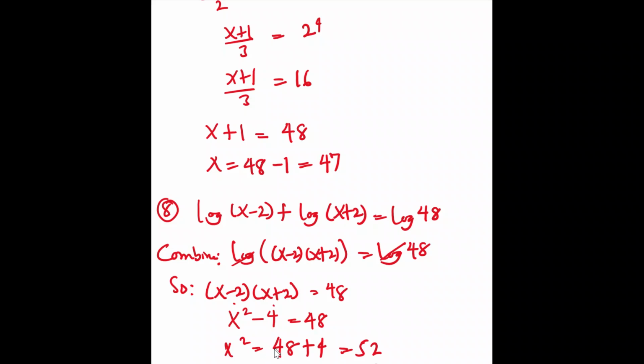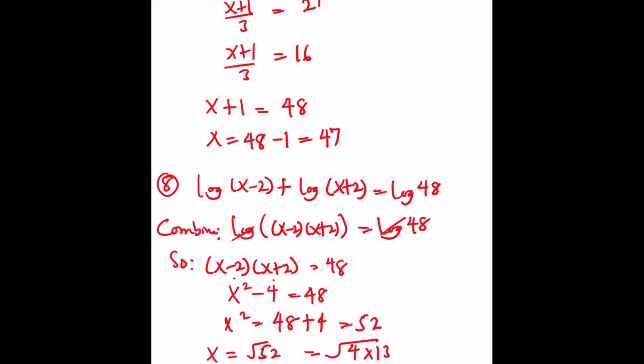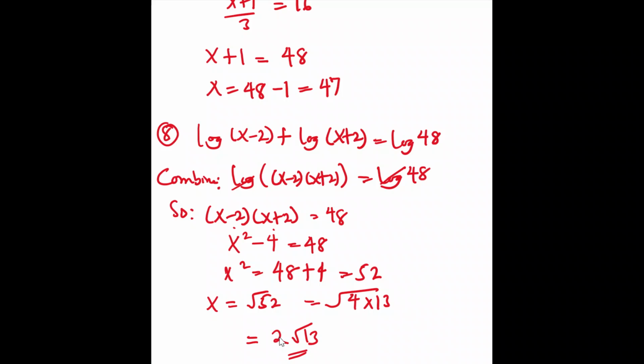So that will be x squared equals 48, and we bring 4 to the other side. 48 plus 4 is 52. So x equals root 52. Okay, and we know from surds, if we break it down, it's going to be square root of 4 times 13. So the square root of 4 is 2. So our final answer will be 2 root 13.